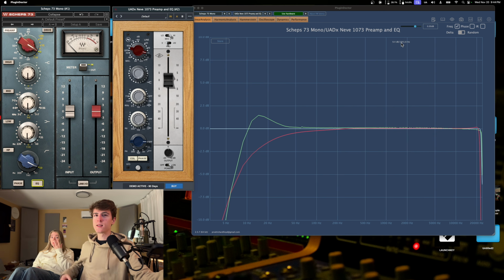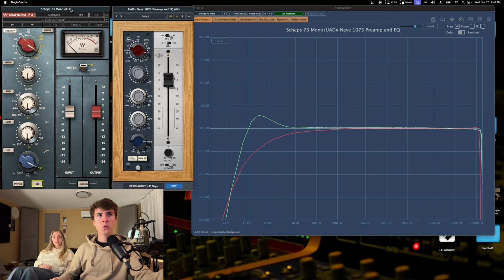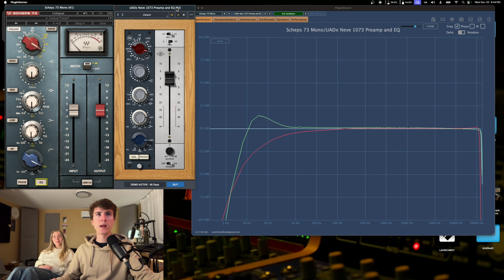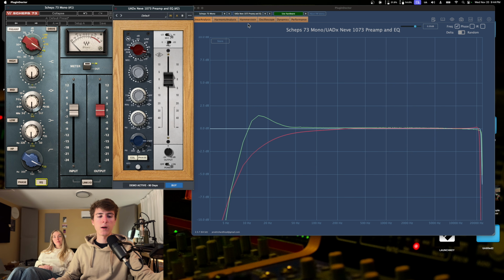No. Okay, so the light blue line is waves. That's the waves one. Red line here, that's the UAD one. And the green is the real one. So currently we're looking at linear analysis. We're going to look at how it affects amplitude across the frequencies. So EQs is what we're going to focus on. So these are all in their default position, or are they in the off position?